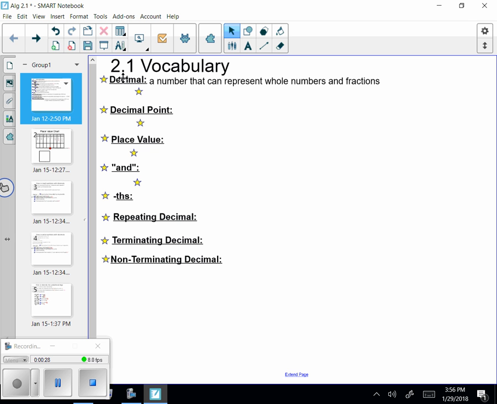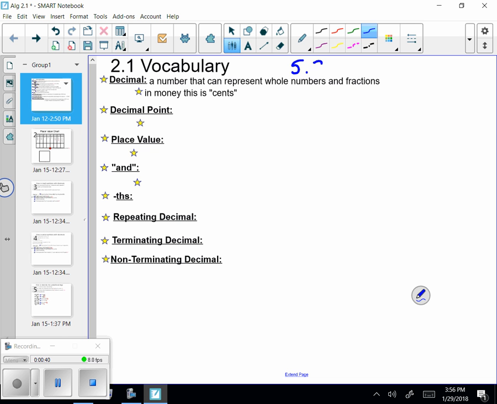Decimal: a number that can represent whole numbers and fractions. When we're talking money, we often see this as cents. If I had $5.31, my decimal values are that 31 cents or 31/100ths.